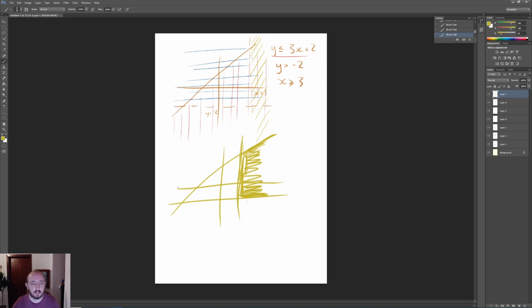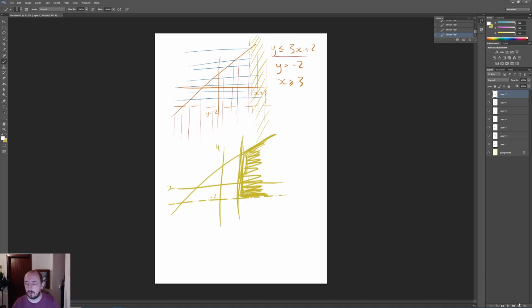This is the x and y axis, x-axis and y-axis. This is -2. So in theory that would be a dashed line like that. Okay, and that's how we build up those inequalities.